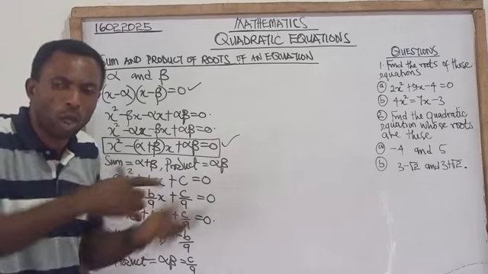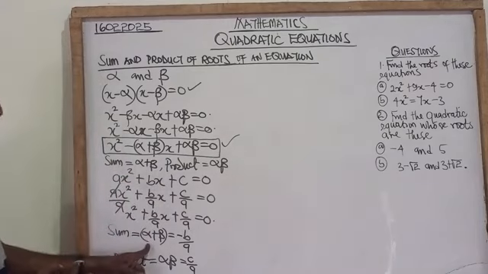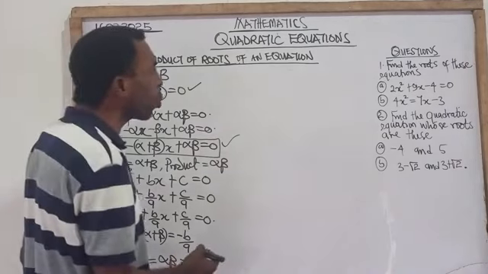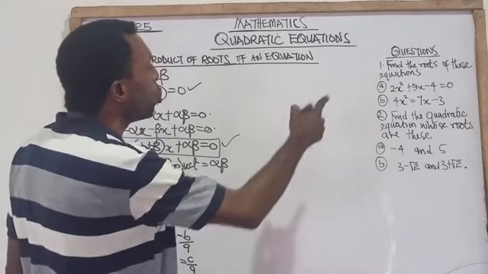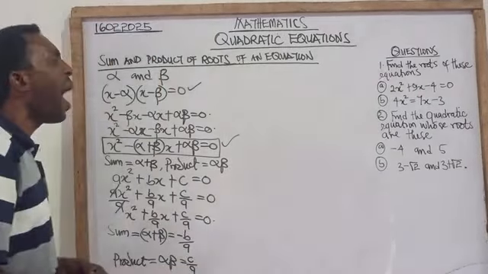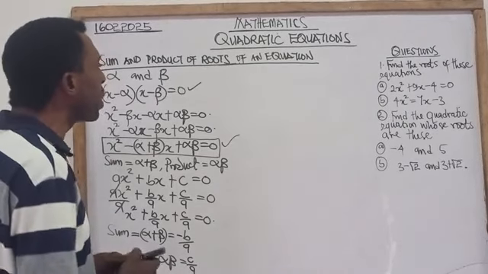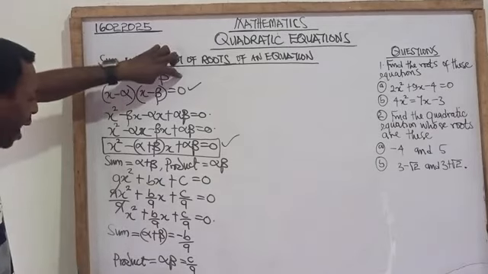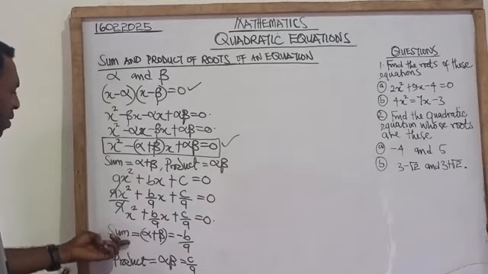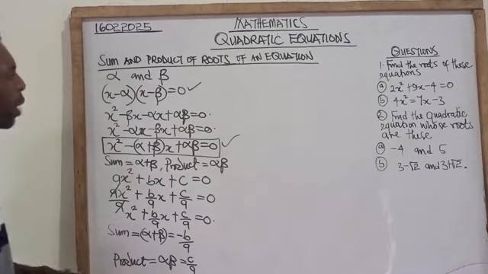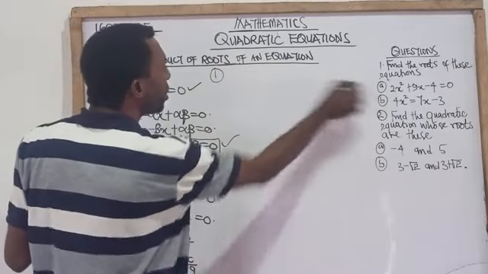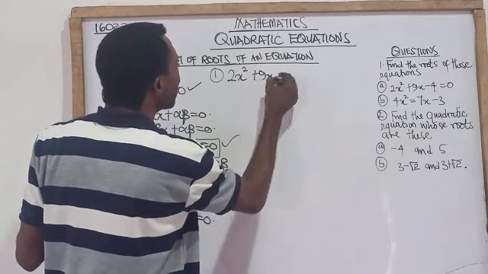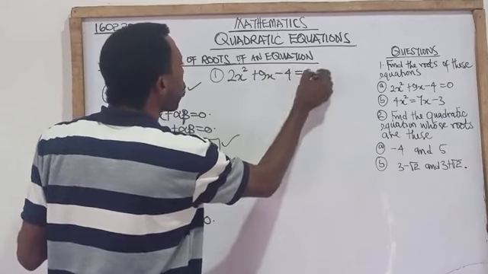But once you are given an equation to get the roots, you come up with this: what is the sum, and what is the product? Now, for the first equation we have here, we are to find the roots. Don't forget that the roots are just alpha and beta, so this is the sum and this is the product. From question number 1, which says 2x squared plus 9x minus 4 equals 0.